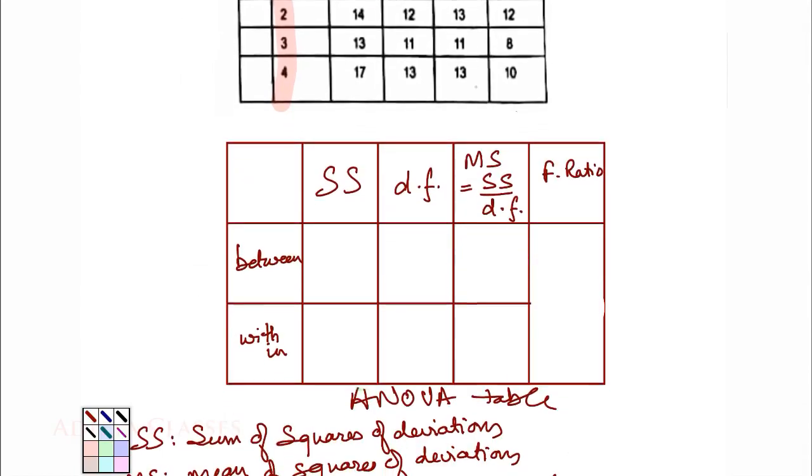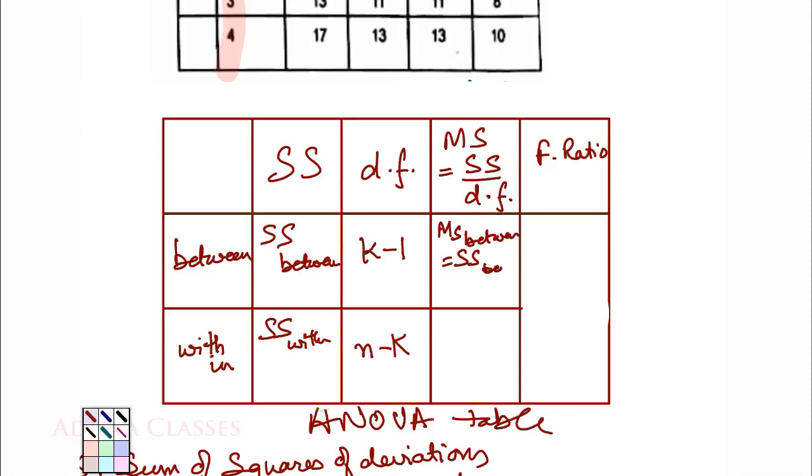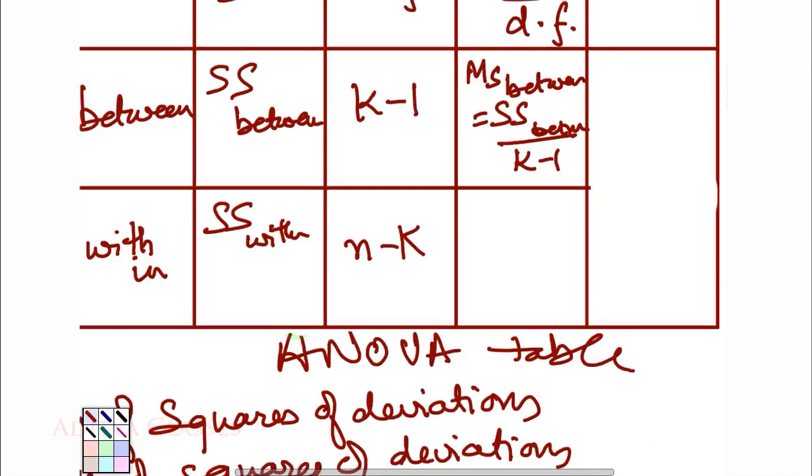So here is the format of the ANOVA table. What does this cell contain? This cell contains SS between, this contains SS within, then this contains degrees of freedom which will be k minus 1 and this contains degrees of freedom which will be n minus k. And what is MS? MS between is equal to simply SS between upon k minus 1.